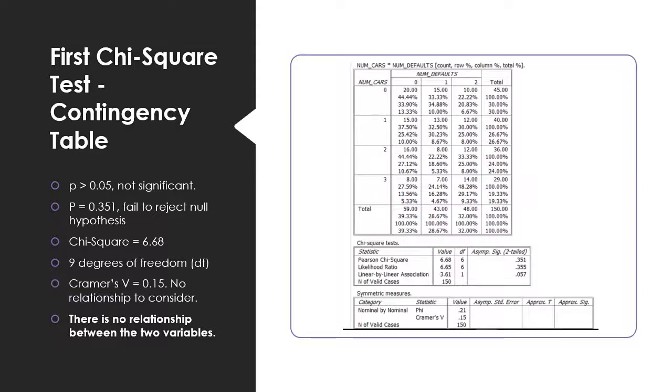We can see this very clearly in the contingency table produced by PSPP. The p-value is a lot higher than 0.05. It's actually 0.351, so that means we fail to reject the null hypothesis. The chi-square is 6.68. We have 9 degrees of freedom. Cramer's V is only 0.15, so there's no real relationship to consider. Therefore, the conclusion is that there is no relationship between these 2 variables.